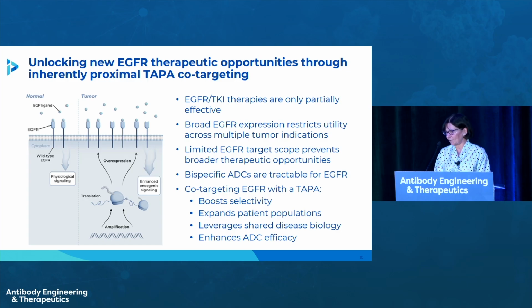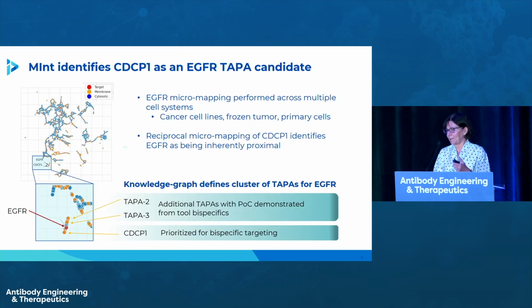So we started with EGFR, and we performed the micromapping experiments that I mentioned here across a number of different cell systems, including cancer cell lines, frozen tumors, primary cells as well. And out of this, we identified a protein called CDCP1, where once again, I need to thank Jim Wells for the very elegant introduction, not only to photocatalytic labeling yesterday, but also to the CDCP1 protein. And so we've done reciprocal micromapping experiments as well, where we can target CDCP1, and we can also easily pull out EGFR as being inherently proximal.